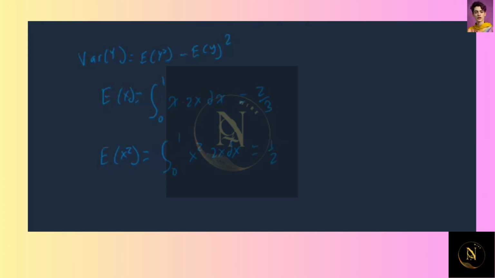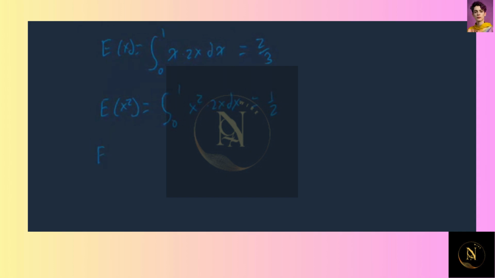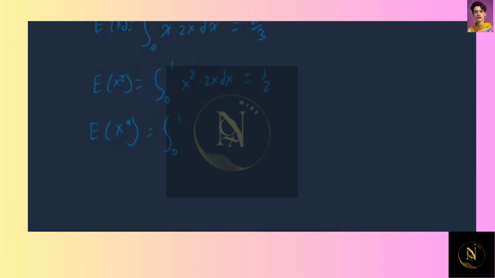And then finally we need to find the second one, which is E of x squared on the outside, which is the same thing as the expected value of x to the power 4, and we'll see how that works out later. So then we'll have the integral of x to the 4 times 2x dx, and that will simply give us 1/3.